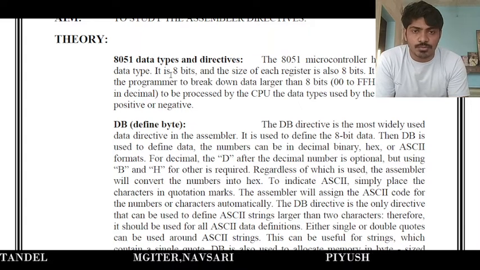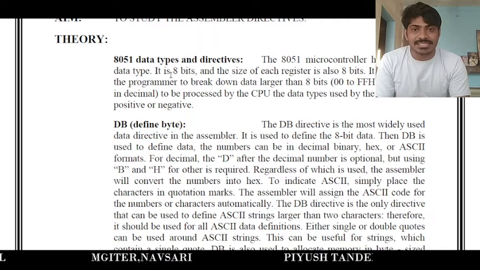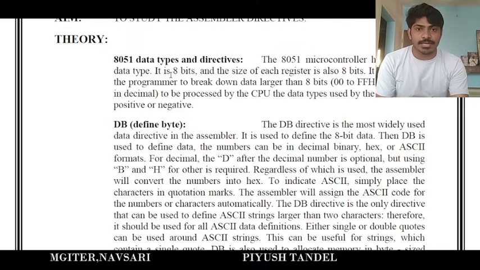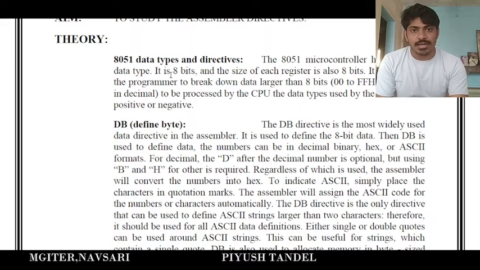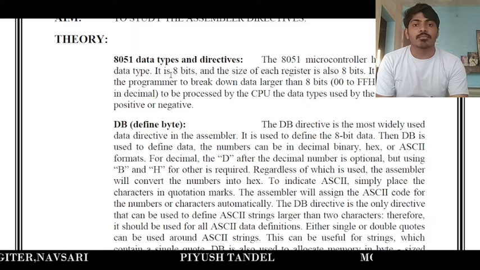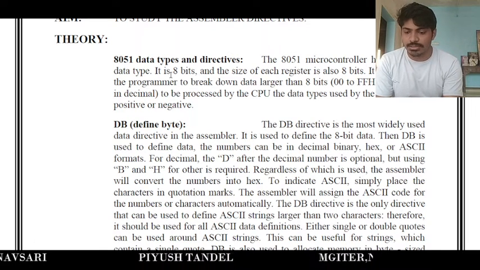To be processed by the CPU, the data used by 8085 can be positive or negative. But how is the computer going to know if the data is positive or negative? It is the responsibility of the programmer to break down that data and store it in such a way that the computer will understand whether this data is positive, negative, or more than 8-bit data, right? How we are going to do that, we are going to see in this session.